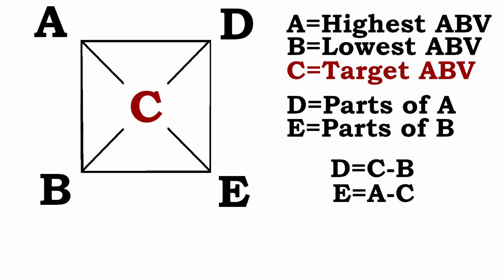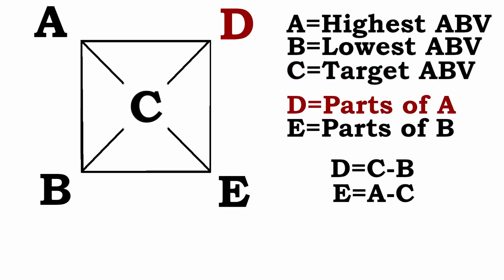Now, one thing that you have to remember is A has to be greater than C, and B has to be less than C for this to work. You also have to remember that if you're going to use ABV, they all have to be ABV. You can also use proof, but they all have to be proof. You can't intermingle the two.